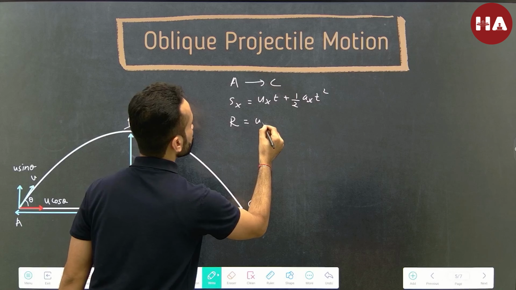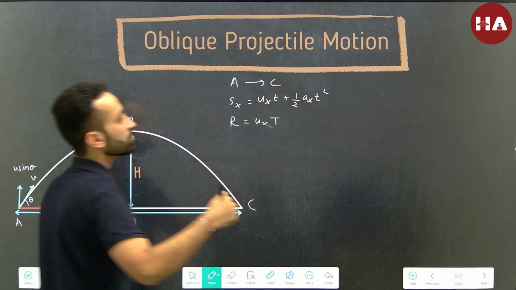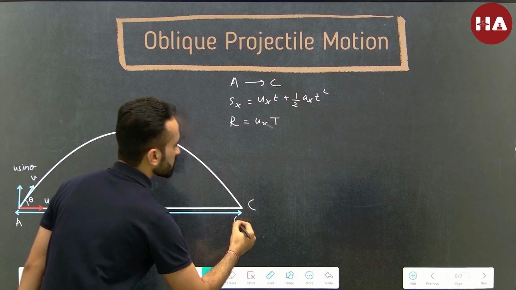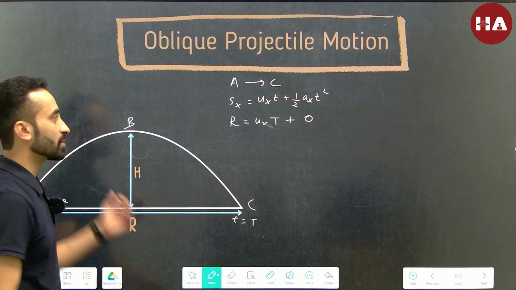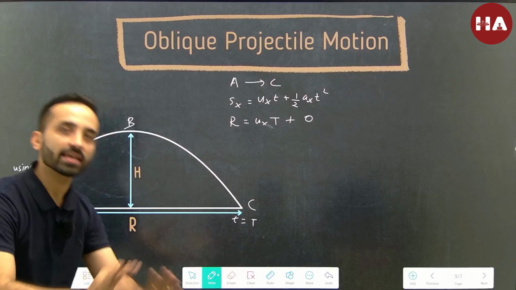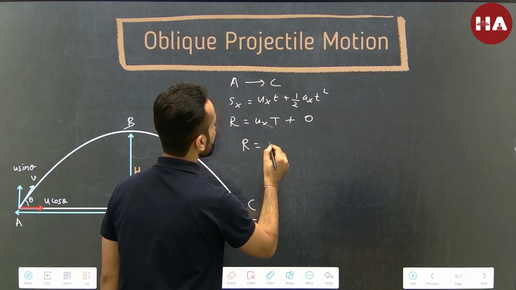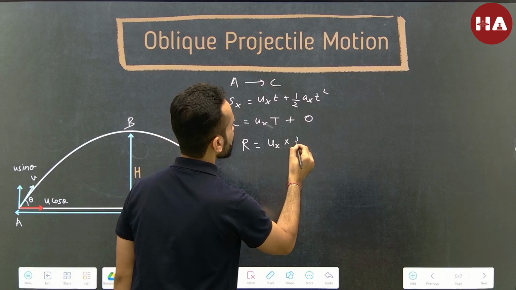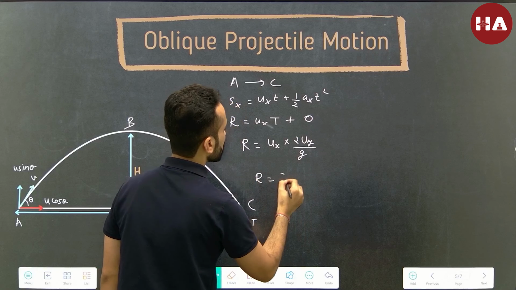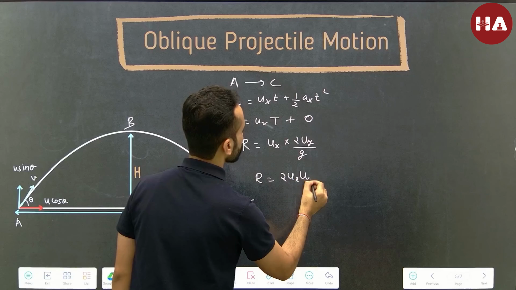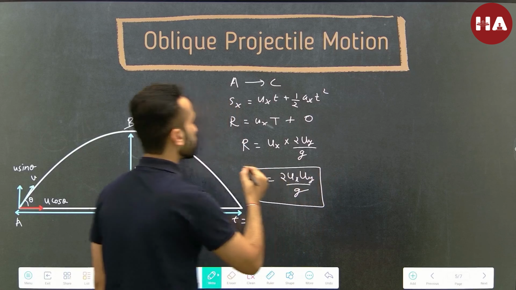What is ux? Let's keep it ux. And what is the time? T. So here the time is t. But this ax term is going to be 0 for now, because in the x direction we are not considering any wind or air resistance. So the range turns out to be, with time of flight 2uy over g, 2ux uy over g. Range turns out to be 2ux uy over g.